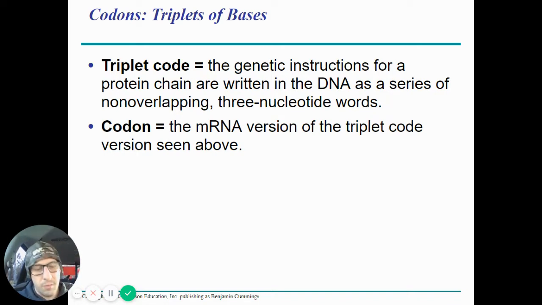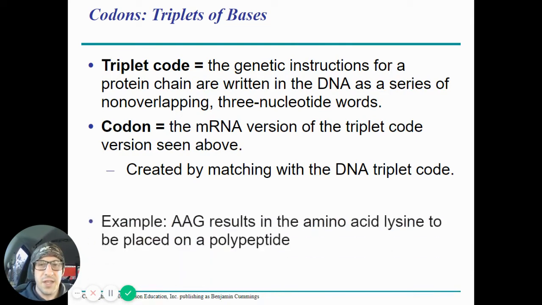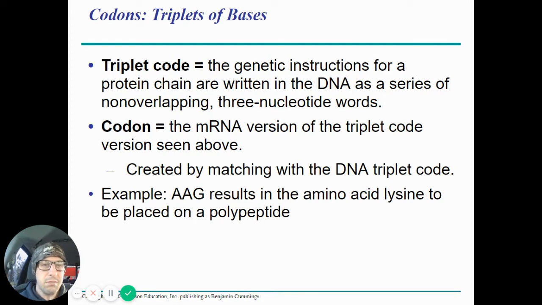So I'm going to use that term codon quite a bit here when we discuss what ultimately mRNA is, how it's created, and then how it's translated in the end. Okay, so the codon is created by matching with the DNA triplet code. Okay? The mRNA strand that we ultimately see will be complementary to the template strand. And that's what we're looking at is the DNA triplet code, let's say, of AAG. Okay, so let's say the triplet code AAG.